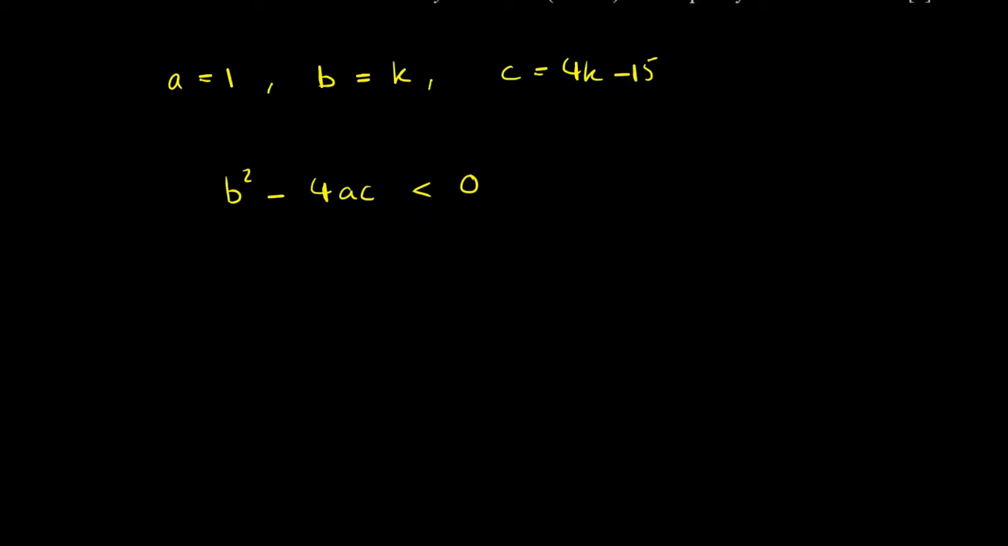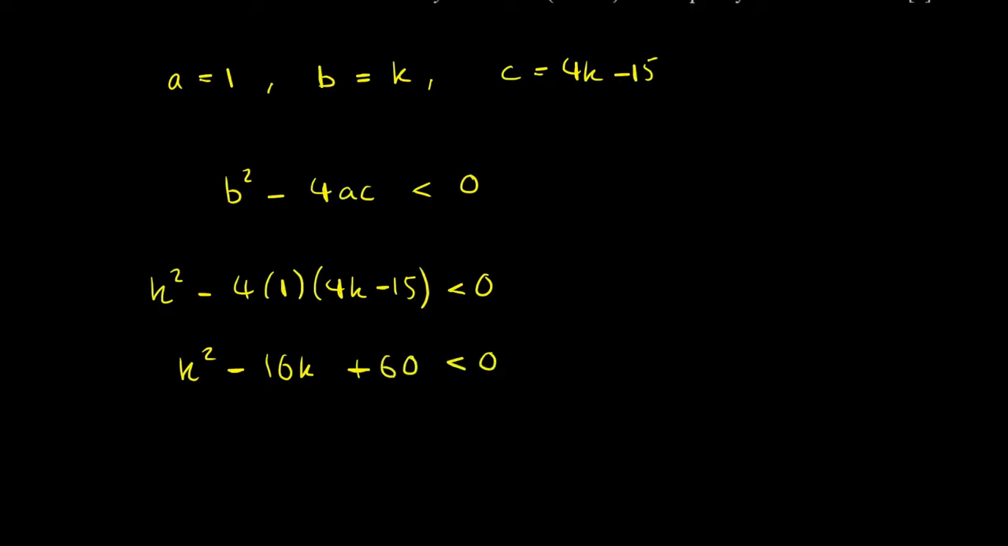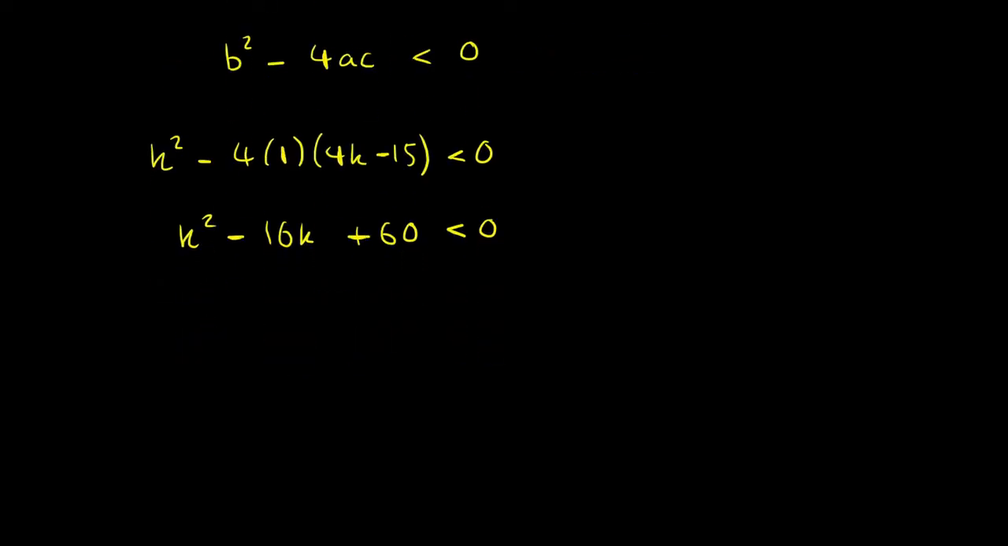So let's plug everything in. b squared is k squared minus 4 times a, which is 1, times c, which is 4k minus 15. And let's expand that all. We're going to get k squared minus 16k plus 60 is less than 0. And sometimes I think a lot of people basically then guess the inequalities at the end. So what we're going to do is avoid that by sketching out this quadratic and showing ourselves where the quadratic is less than 0.